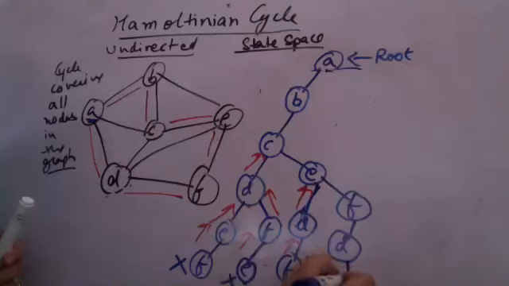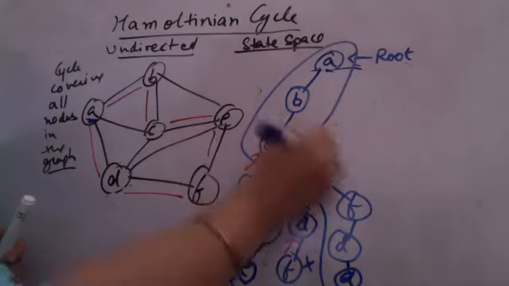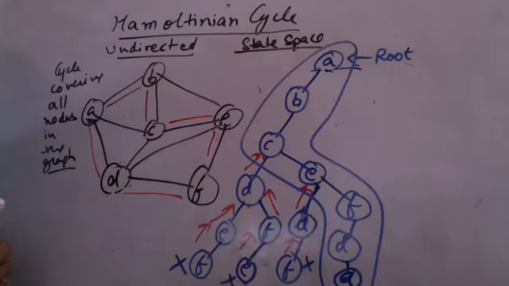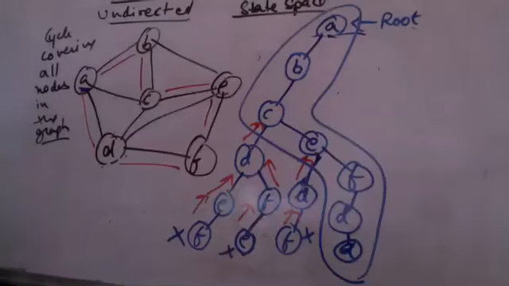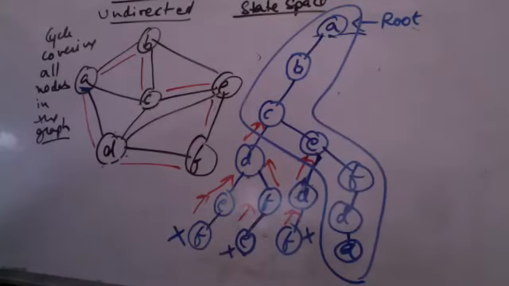So when I am reaching back to A, this gives me a possible solution. This is one of the possible Hamiltonian cycles available, because I have reached back from source node A to A, covering all the nodes in the graph just once. So this becomes the Hamiltonian cycle using backtracking. Is that clear? Yes, yes.